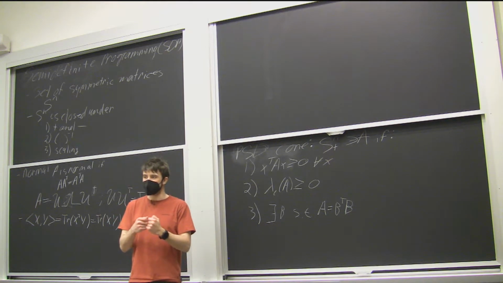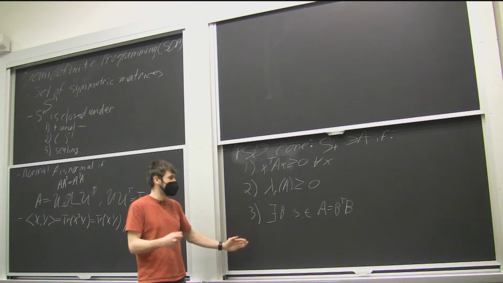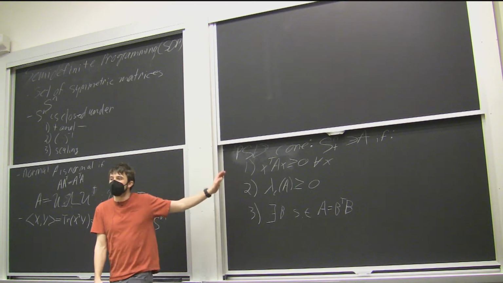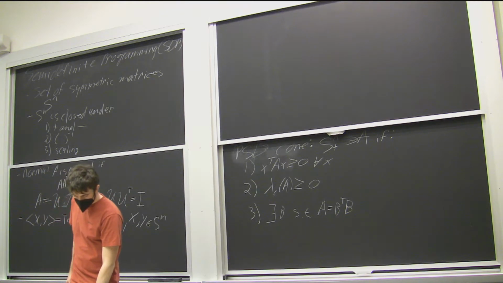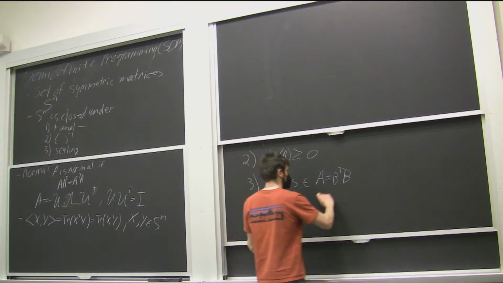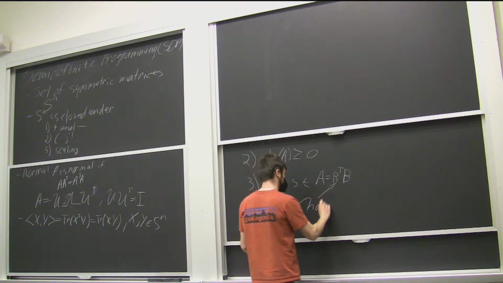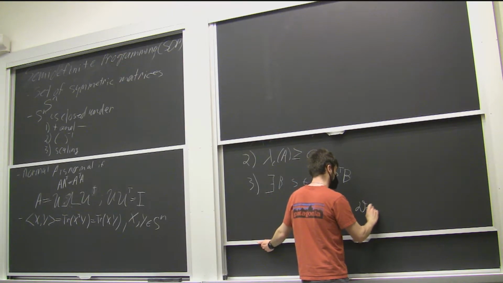A matrix is positive semi-definite if any of these conditions hold, and they're all equivalent. You can check any of these. And this, for reference, is usually called a Cholesky decomposition.